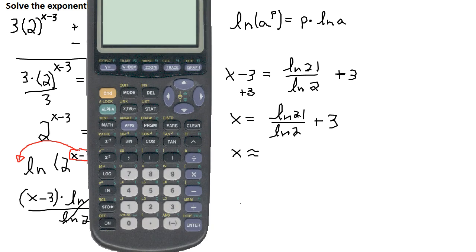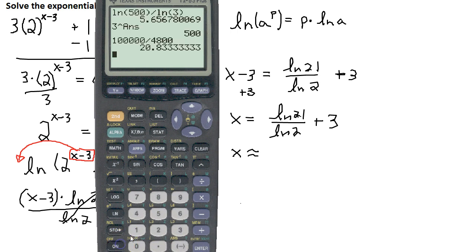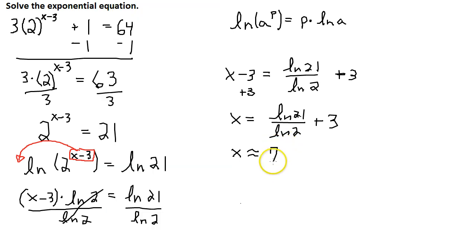So we have the ln of 21 in the parentheses divided by the ln of 2 in the parentheses. I like to do it in 2 steps, so I'll hit enter here, and then I add 3 to that. And so what we get out is 7.39 if we're rounding to the hundredths place. Alright, great. The key is to isolate the exponential term.